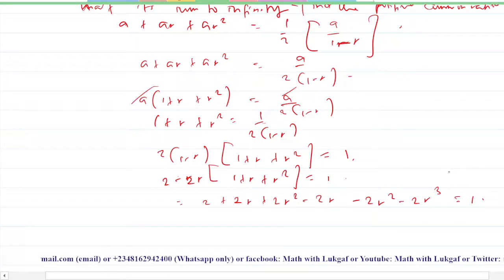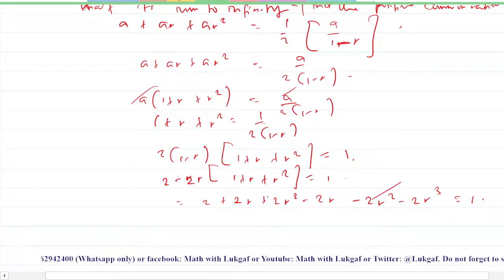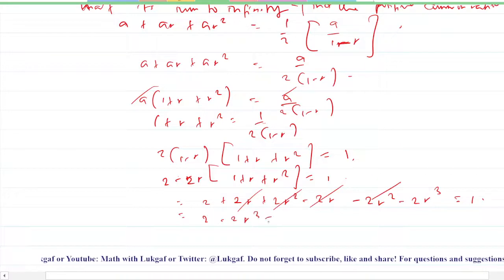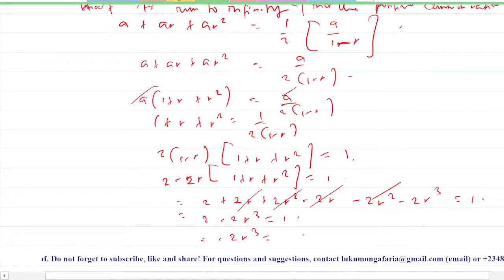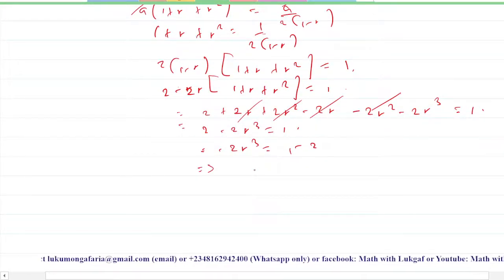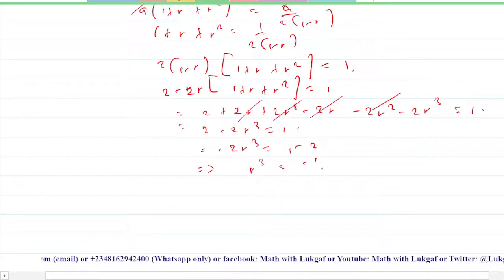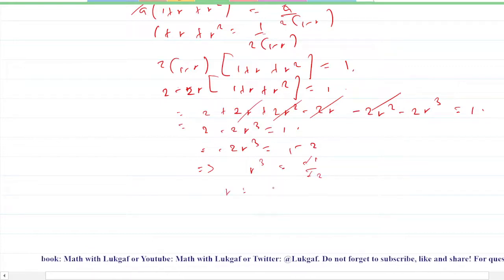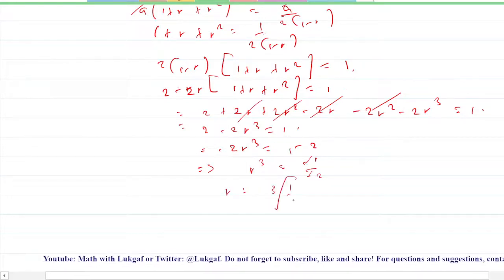Is equal to 1. You see that this cancels this, this cancels this. What do I have left? I have 2 minus 2R raised to power 3 is equal to 1. So then you have that minus 2R cube is equal to 1 minus 2 if you collect the like terms. Which implies that R raised to power 3 is equal to minus 1 divided by minus 2. So then you have that your R is what? The cube root of 1 over 2. So you have R to be the cube root of 1 divided by 2.